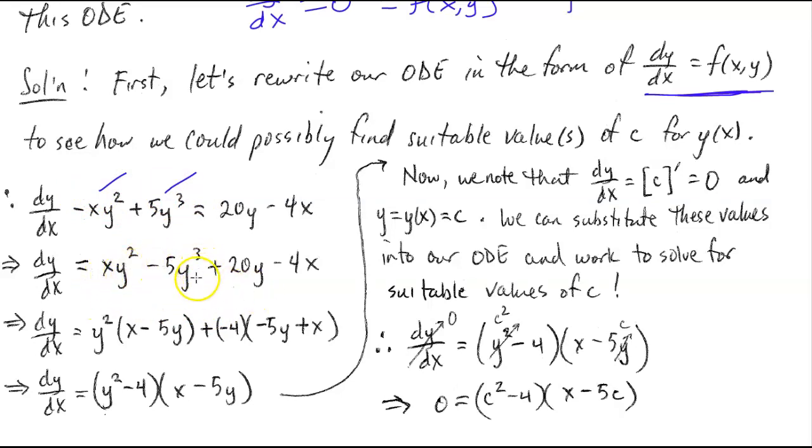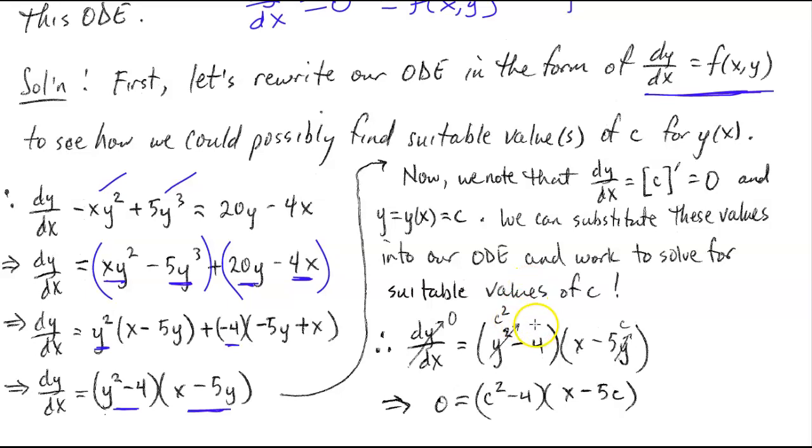And then since the right-hand side is a four-term expression, I'm looking to see, can I do factor by grouping here, okay? And I see that the first two terms have in common y squared. The second two terms have in common a -4. So I go ahead and factor that out of the first group of terms and the second group of terms. And then from here, I see that I just have y squared minus 4 and x minus 5y, okay?